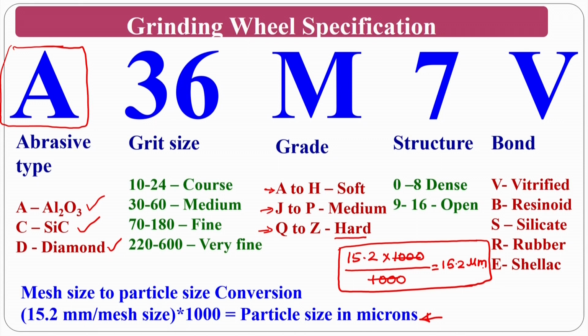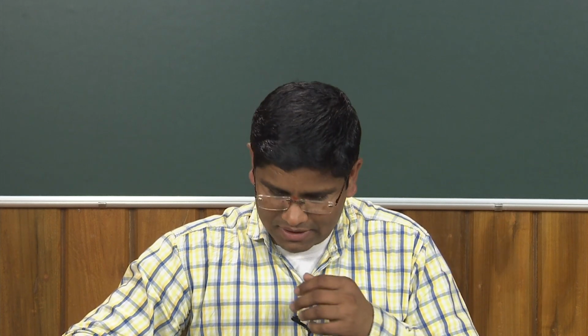If I increase my denominator, assume a mesh size of 10,000, what will happen? It will be 1.52 micrometer. So if I increase the mesh size, the particle size gradually decreases. That is the relation between the mesh size and the particle size.